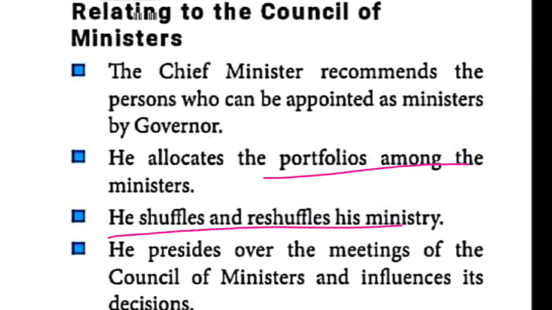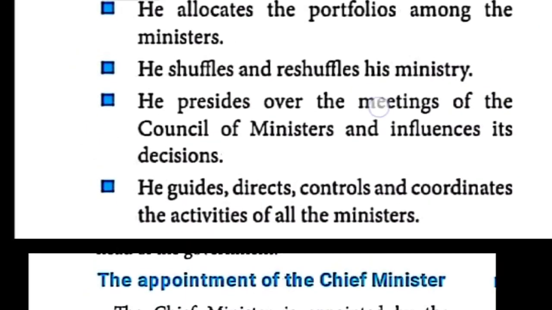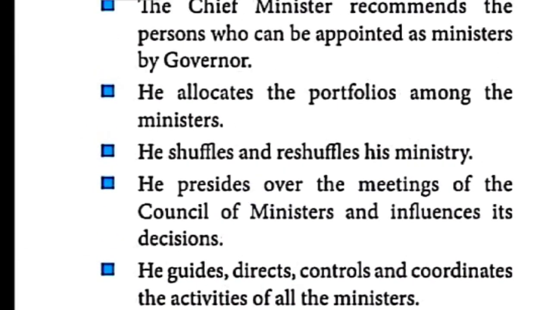Then the fourth one: he presides. He presides in the sense that he conducts the meetings of the Council of Ministers and influences its decisions. He can take the decisions also. The next point: he guides. He can give the guidelines and directions, as well as control and coordinate the activities of all the ministers. Yes, the next, what is given.